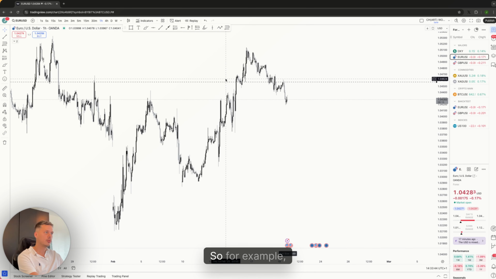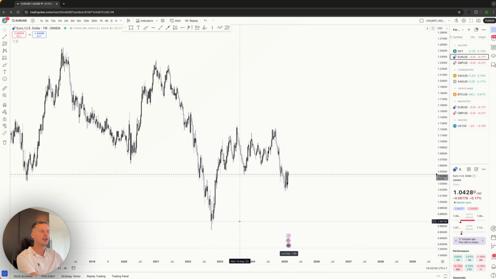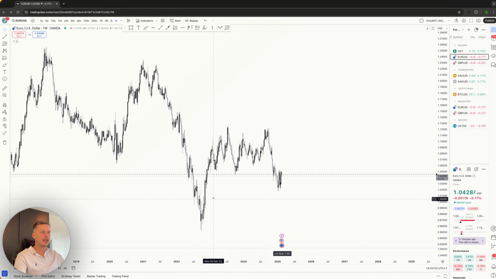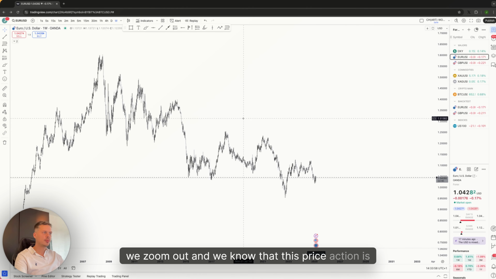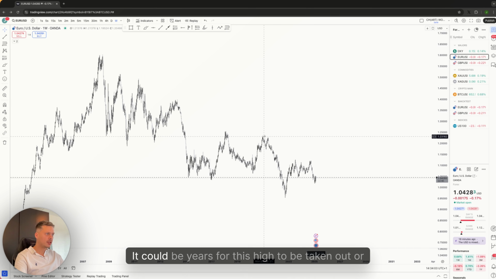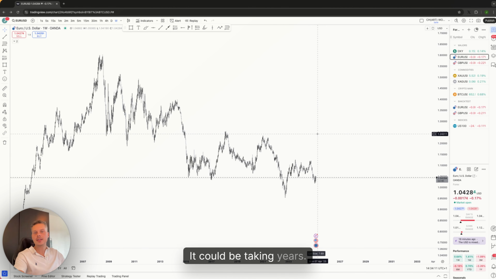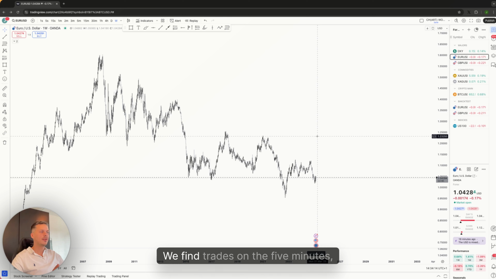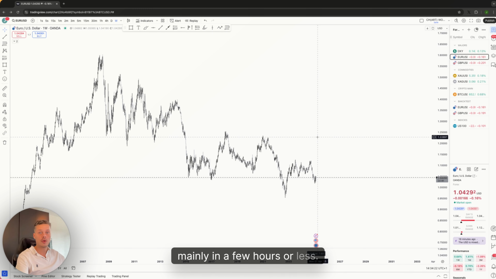Let's do another pair. So for example, EU, starting on the weekly, we have to identify what our weekly structure is, right? So coming on the weekly, we zoom out and we know that this price action is not important to us. We can do nothing with it. It could be years for this high to be taken out, or for this major support resistance area to be taken out. It could be taking years, and we're day traders. We find trades on the 5 minutes, on the 15 minutes, targeting opposite liquidity. So we're in and out, honestly, mainly in a few hours or less.